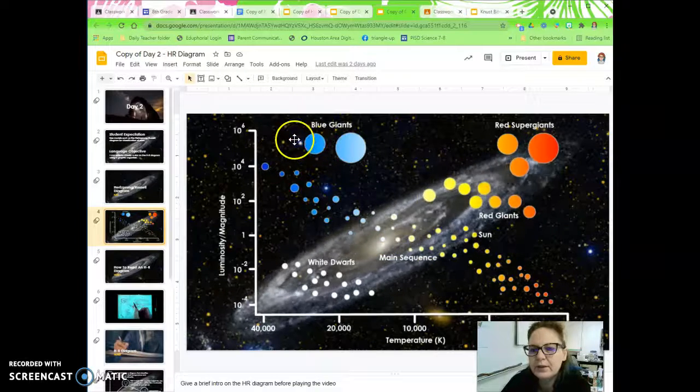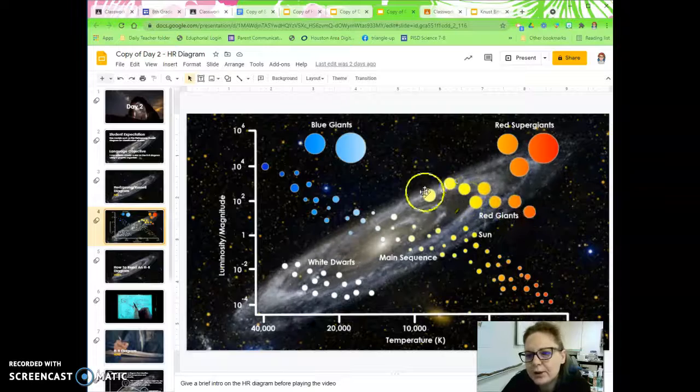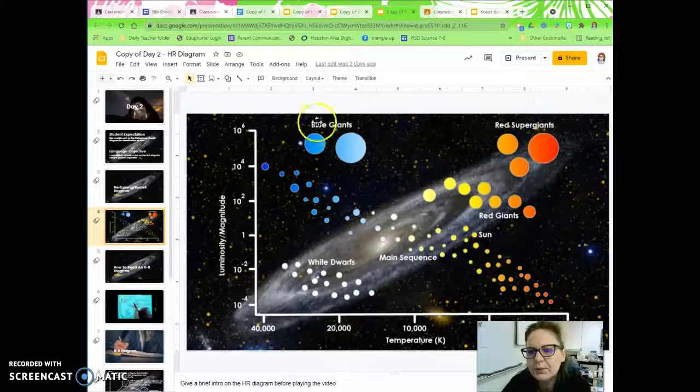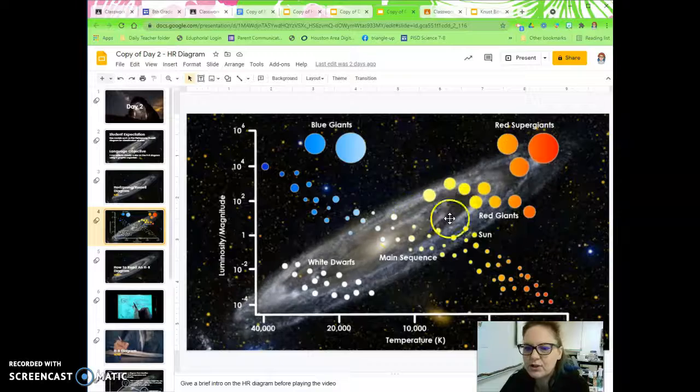We have a group over here. We have a group over here. We have a group up here. And then we have a group down here. Each of these is labeled. And the colors obviously seem to definitely have a relationship with where they are on the graph.